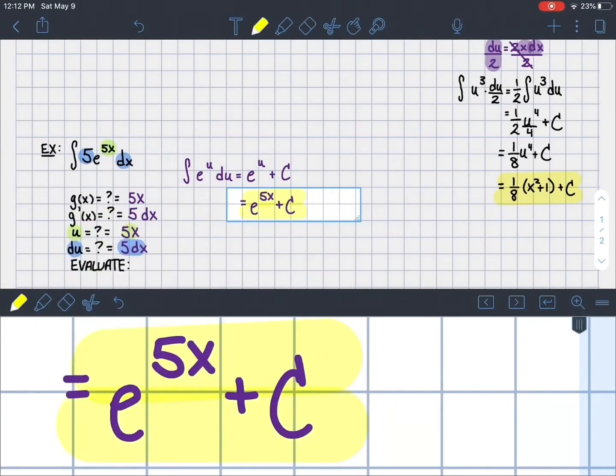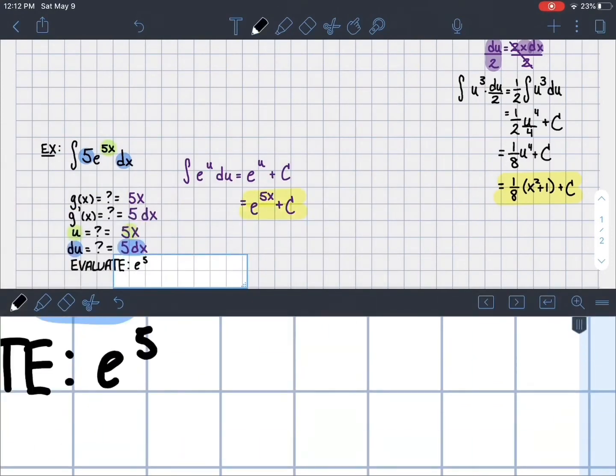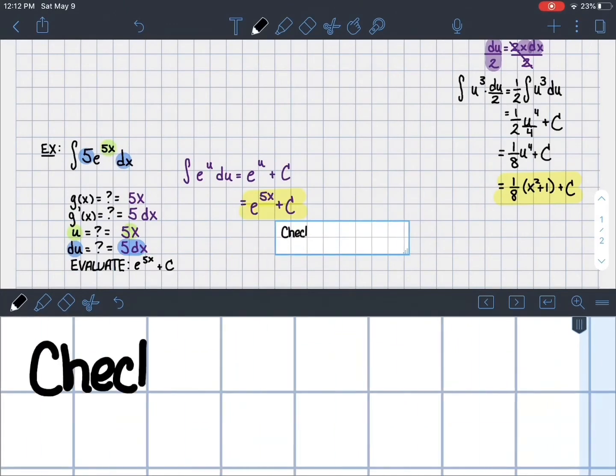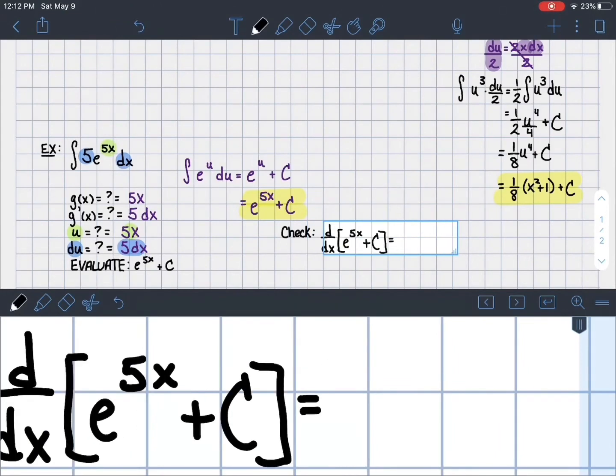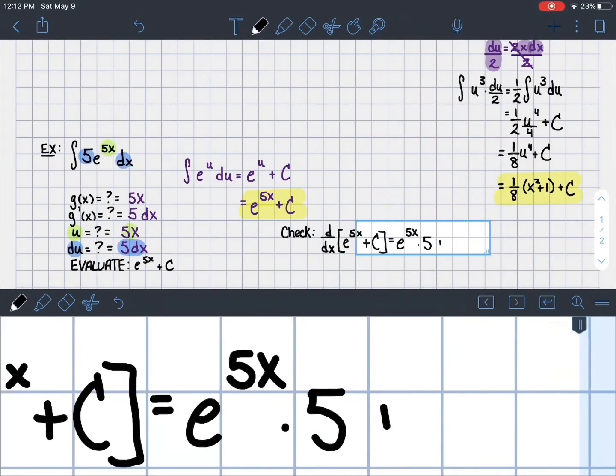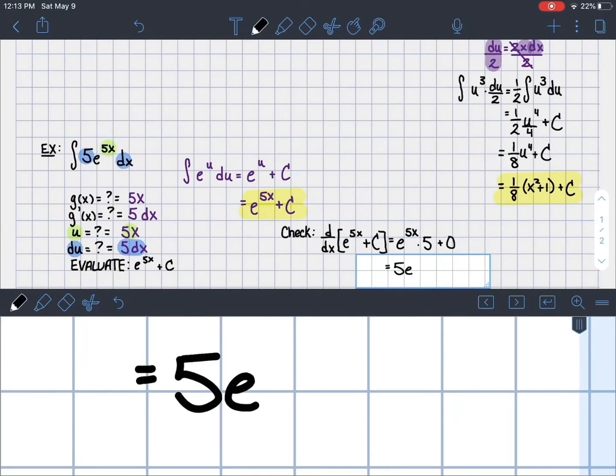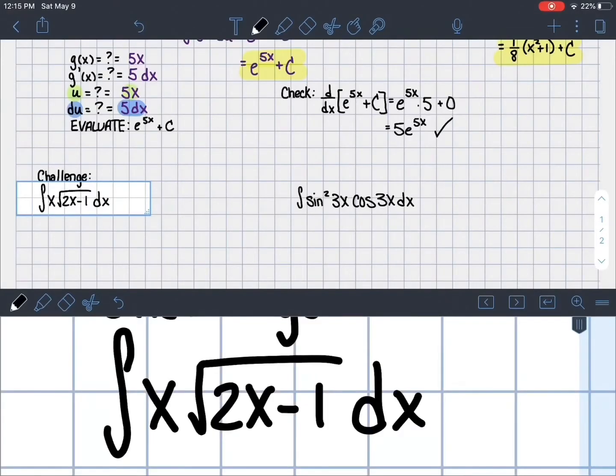Let's go ahead and do a check on this just for fun. So we're going to take the derivative of e to the 5x plus c to see if we get back our original. So the derivative is going to be e to the 5x times 5. The derivative of a constant is 0, and we absolutely have it.